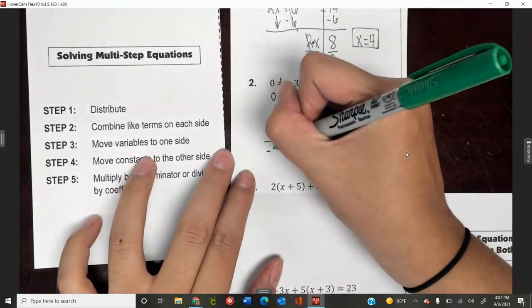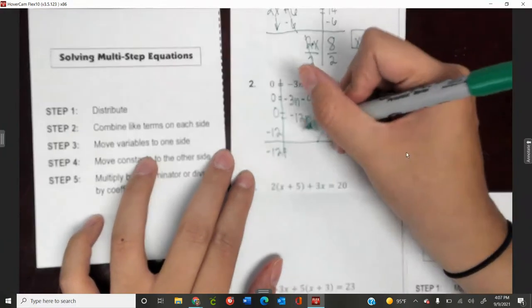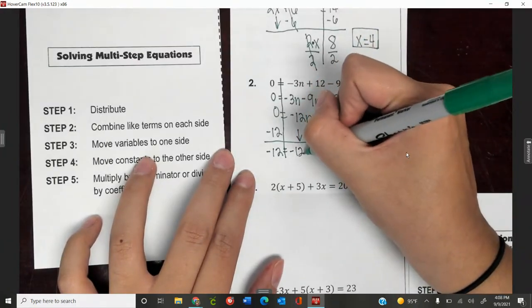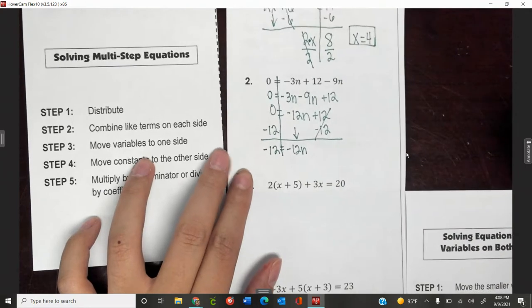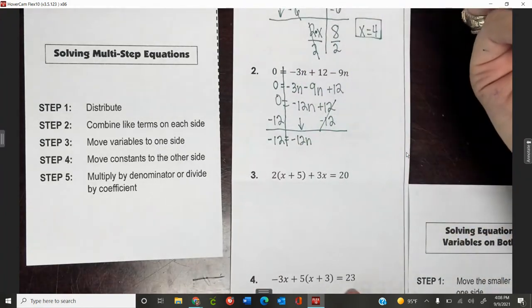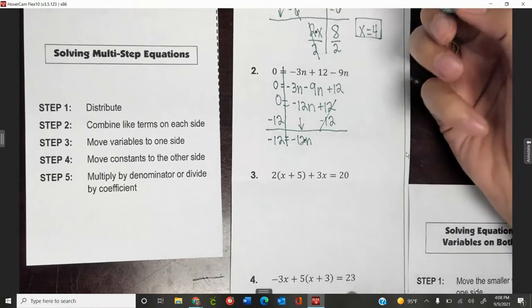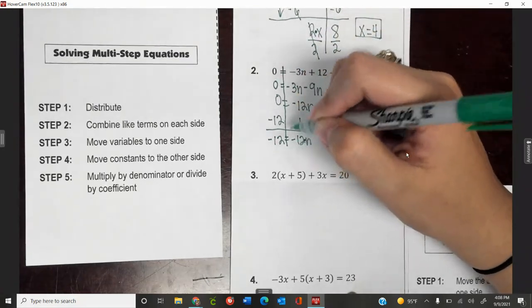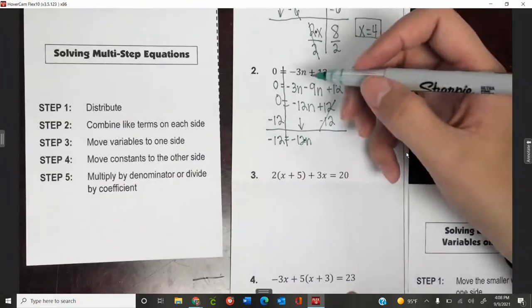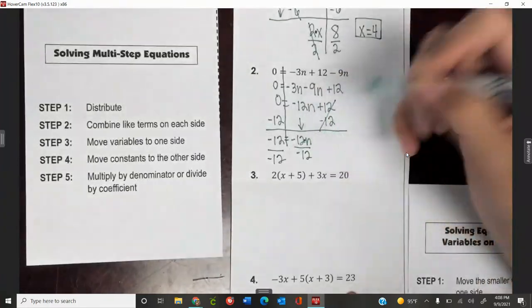So 0 minus 12 is negative 12. And this equals, my 12's cancel out here, and you're just left with negative 12n. So one last step, we want to either multiply by our denominator or divide by our coefficient. If you look at our variable here, it's being multiplied by negative 12. So I'm going to do the opposite of multiplication, and I'm going to divide by negative 12 on both sides.